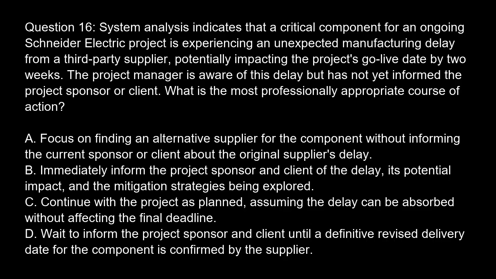Option A. Focus on finding an alternative supplier for the component without informing the current sponsor or client about the original supplier's delay. Option B. Immediately inform the project sponsor and client of the delay, its potential impact, and the mitigation strategies being explored. Option C. Continue with the project as planned, assuming the delay can be absorbed without affecting the final deadline. Option D. Wait to inform the project sponsor and client until a definitive revised delivery date for the component is confirmed by the supplier.